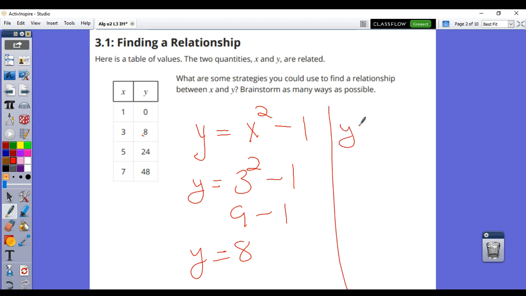So if I did 5 squared minus 1, remember that's 5 times 5, that gives us 24. That works for all of those. So that becomes the relationship. It wasn't maybe a real easy one to see, but it's, again, something to look for.